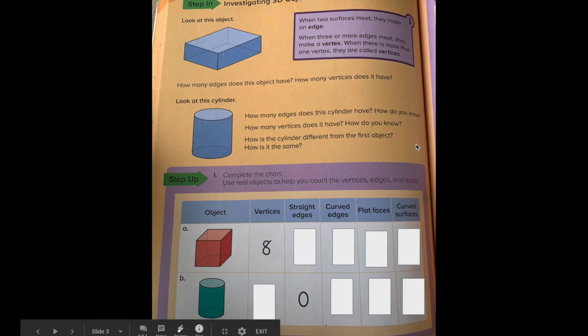So let's take a look at another one of the activities that you're going to be doing for this week. This talks about investigating 3D objects. So if we look at this object up here, it says when 2 surfaces meet, they make an edge. So we already know that, right? Our edges are right here. These lines right here. When 3 or more edges meet, they make a vertex. So remember, our vertexes are our little corners, right? And when there is more than one vertex, they are called vertices. How many edges does this object have, and how many vertices does it have?